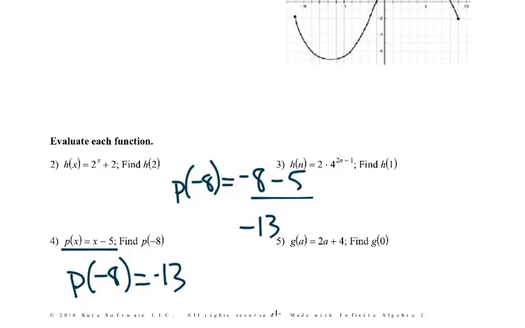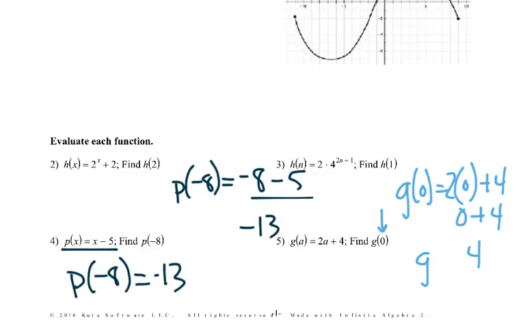g of a equals 2a plus 4. Find g of 0. So g of 0 equals 2 times 0 plus 4. 2 times 0 is 0, plus 4 is 4. So g of 0 equals 4. And there's my answer. Once again, we don't do anything with that g of 0. That represents our output when we have the input of 0. That's what we're dealing with.